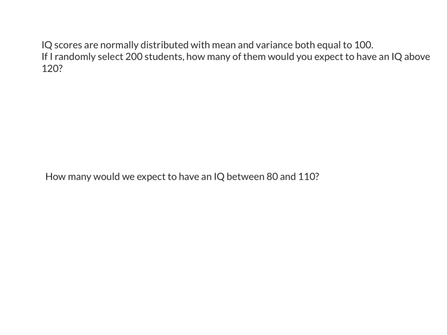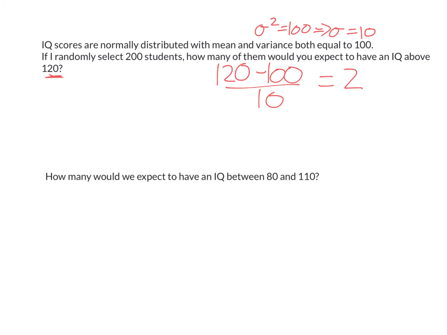So this is how we approach problems involving the normal distribution. We're going to convert 120 to a Z score. So it's score minus mean divided by the standard deviation. If the variance is 100, as the question told us, then the standard deviation is the square root of 100, or 10. So that is 2. So if you have an IQ of 120, you have a z-score of 2. That is 2 standard deviations above the mean.